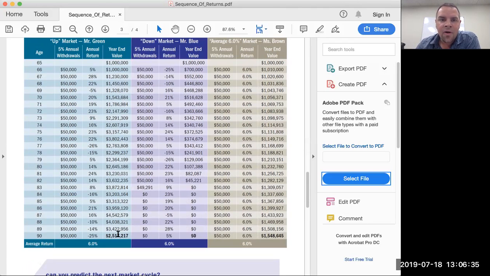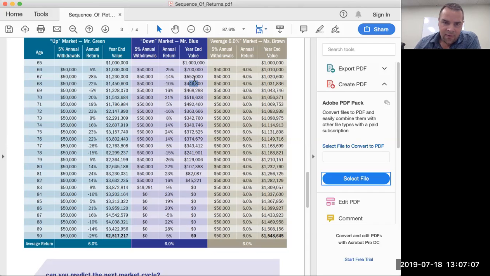But in a down market where we start off down 25, down 14, down 10, this thing gets to under $500,000, and it never has the ability to recover even with huge like 16 and 21% gains after that. And taking out $50,000 or 5% withdrawals in a down market is really, really bad. It blows up the portfolio. The portfolio can never recover, and that's because we're simply taking out too much on bad years.